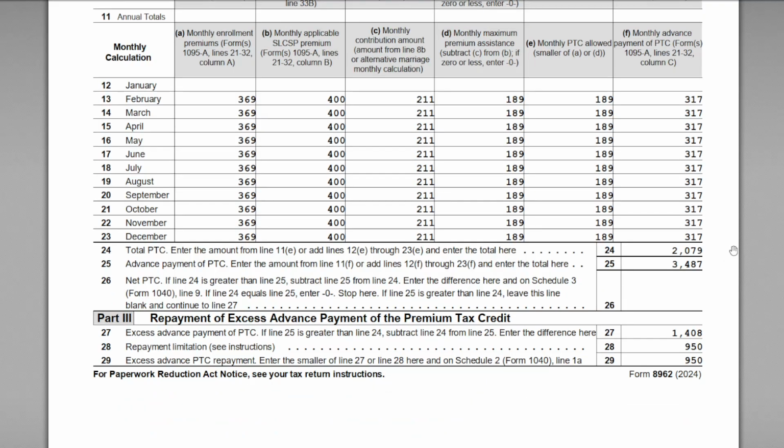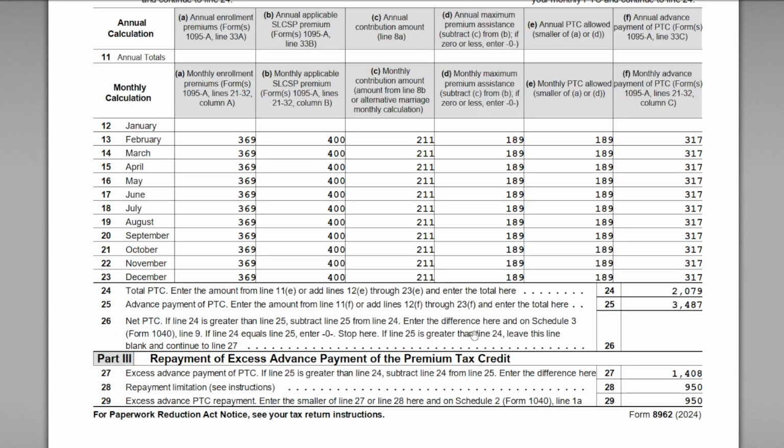Now we start to look at the totals and calculate whether we're due more of a credit or we might have to repay some of the credit. So the total premium tax credit, enter the amounts from line 11E, so if you're using the totals up here, or you add up the amounts from lines 12E all the way through 23E. So if we take the 189 times 11, so we add up all these, we're left with $2,079.